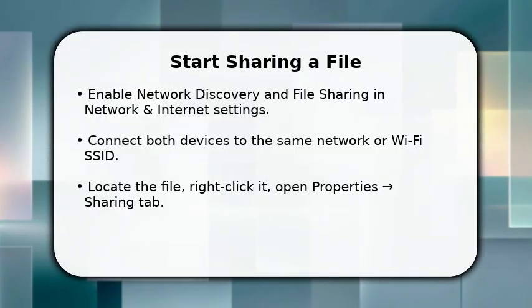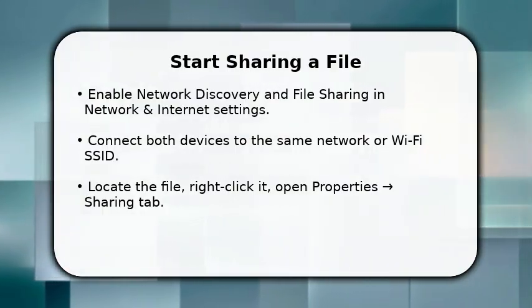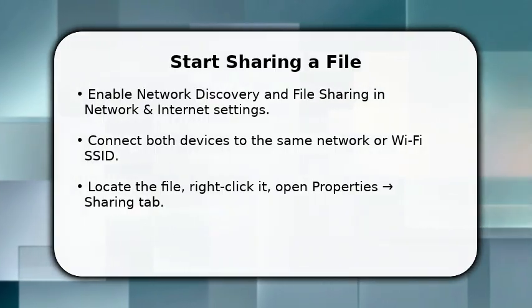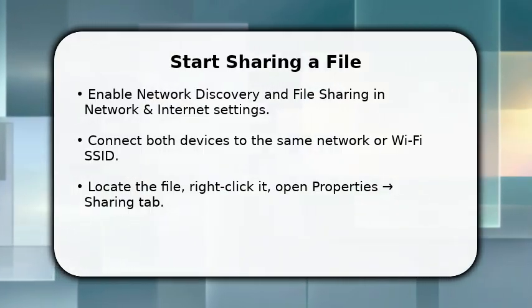You begin by making the network visible and the file ready. First, enable network discovery and file sharing so devices can see each other. Next, confirm both machines are on the same network or Wi-Fi SSID. Without that, nothing will connect.